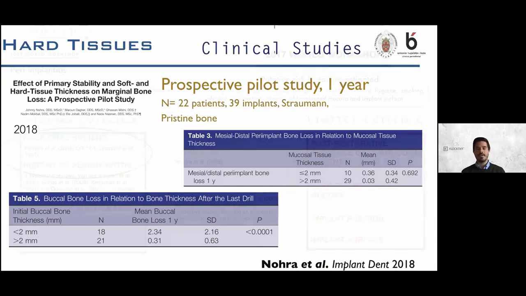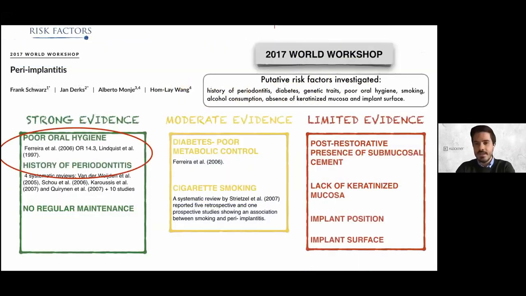However, the other part is to prevent periimplantitis, to prevent cases with periimplantitis. And as we know, we have strong risk factors like poor oral hygiene, history of periimplantitis, and no regular maintenance. However, the main one should be the poor oral hygiene, which is related as well with the soft tissues. Why? Because if we have a shallow vestibular depth in the posterior side, the patient could not have the capability of brushing his or her implants at that side.